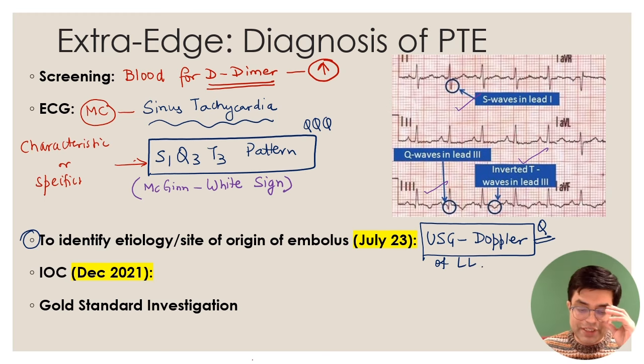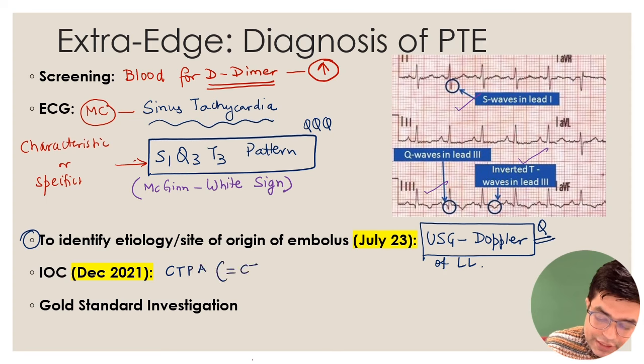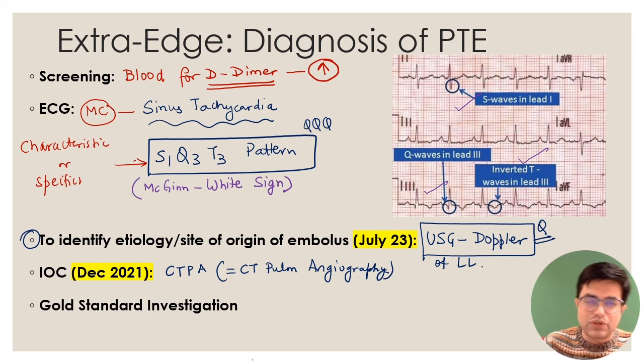Now, what is the investigation of choice for pulmonary embolism? It's a December 2021 FMG past MCQ, CTPA. What is CTPA? It stands for CT pulmonary angiography. Sometimes pulmonary word use नहीं करते, we use the word CT angiography. That is also the same thing. And what is the gold standard investigation? Ideal investigation, invasive, so we don't do it anymore. That is conventional angiography.